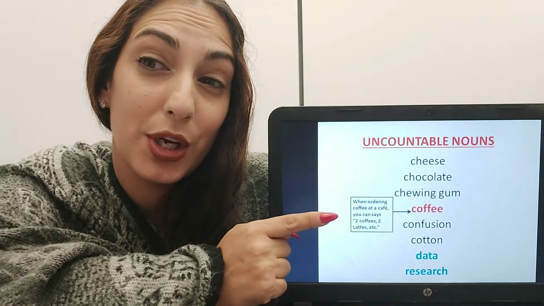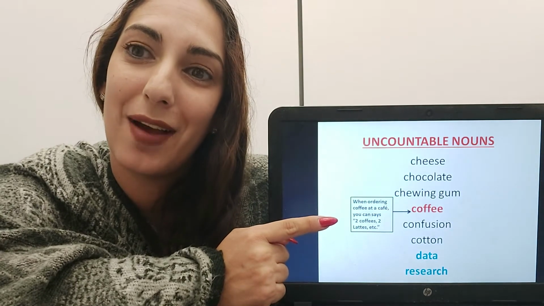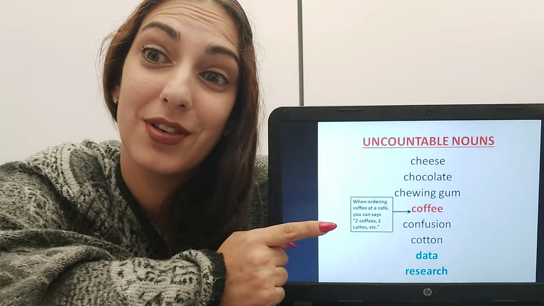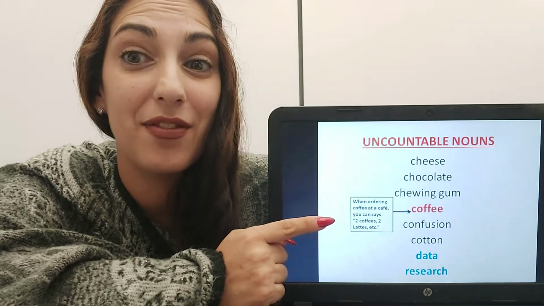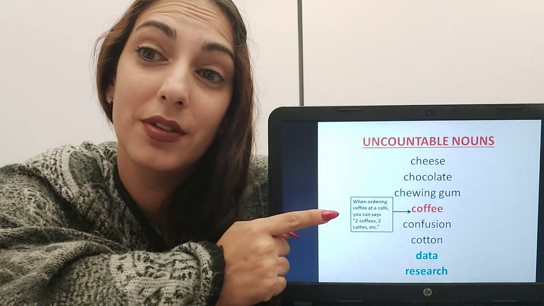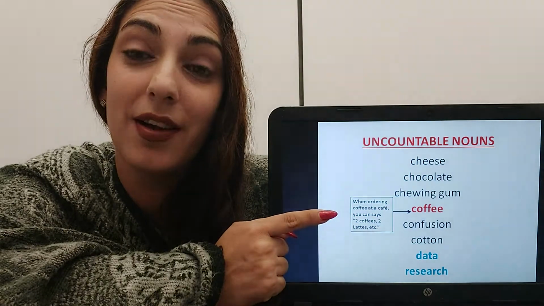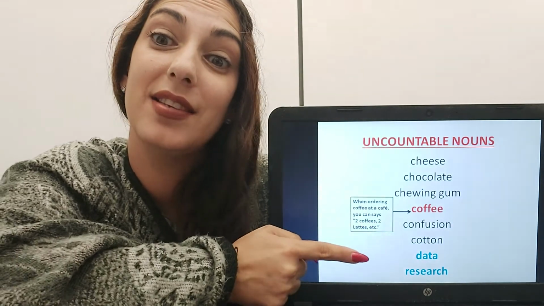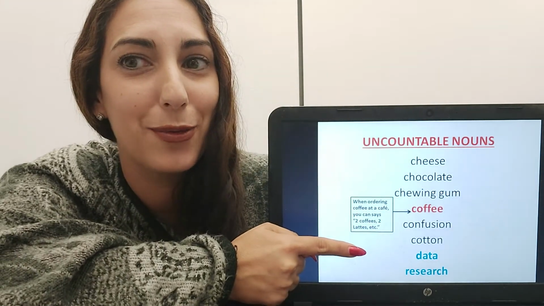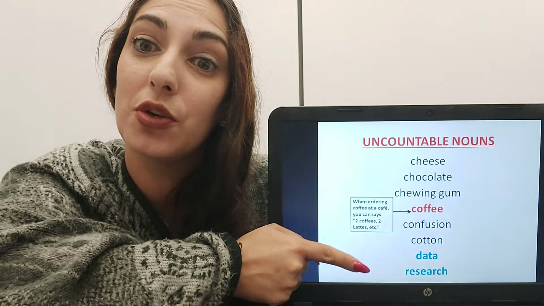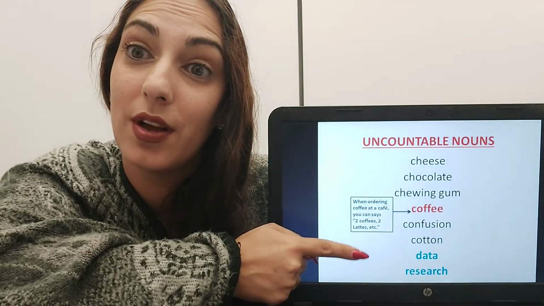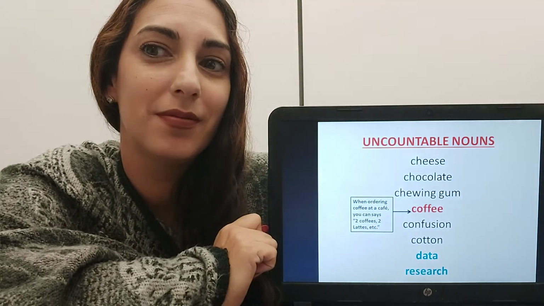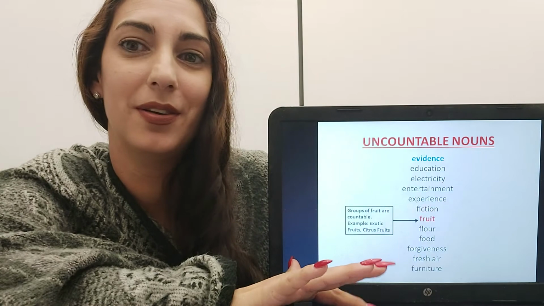Now, an important word is coffee, because when you're ordering coffee at a cafe, you can say 2 coffees, 2 lattes, 2 espressos. Okay, so you can say that at a cafe, but when you talk about coffee in general, as in all types of coffee, then you always leave it uncountable. Okay, so make a note of that. And data or data, depending on the part of the world you live in, and research are two very popular words that we forget are uncountable. Pause the video, and now let's continue.